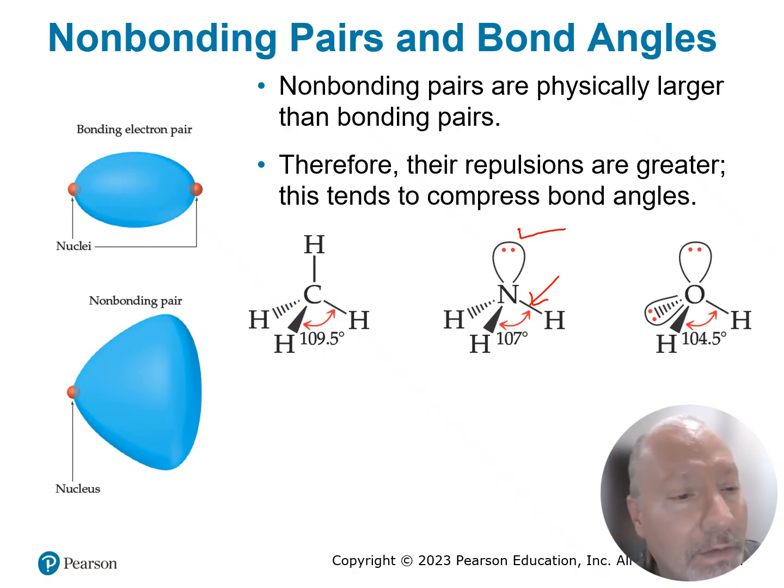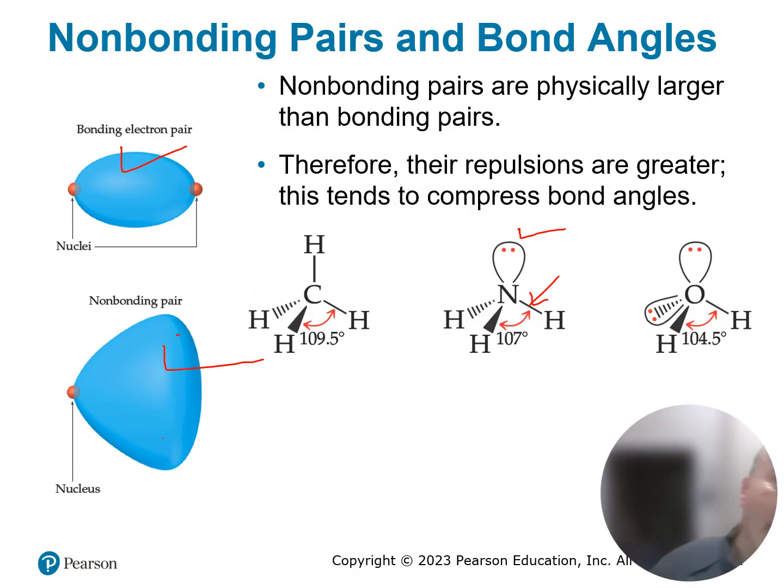We could also think of the volume or shape of these electron domains. This is a bonding electron pair, and this is a non-bonding lone pair of electrons. There would be, of course, two electrons in there. And so the non-bonding lone pairs are physically larger than bonding pairs and taking up space.